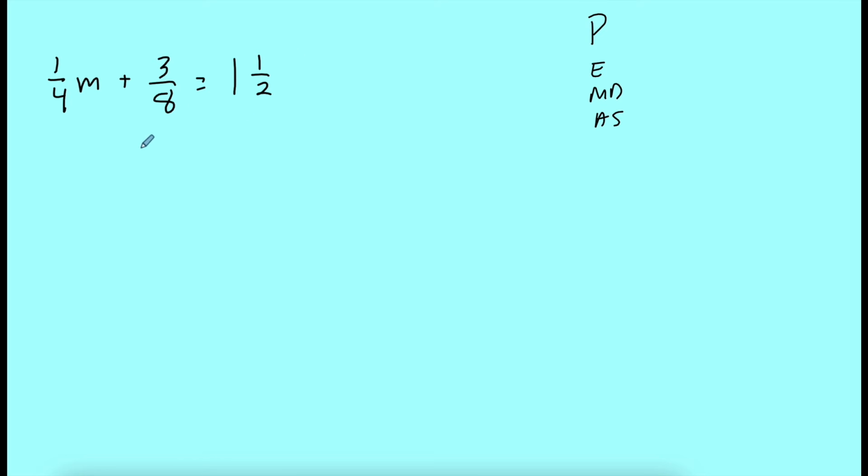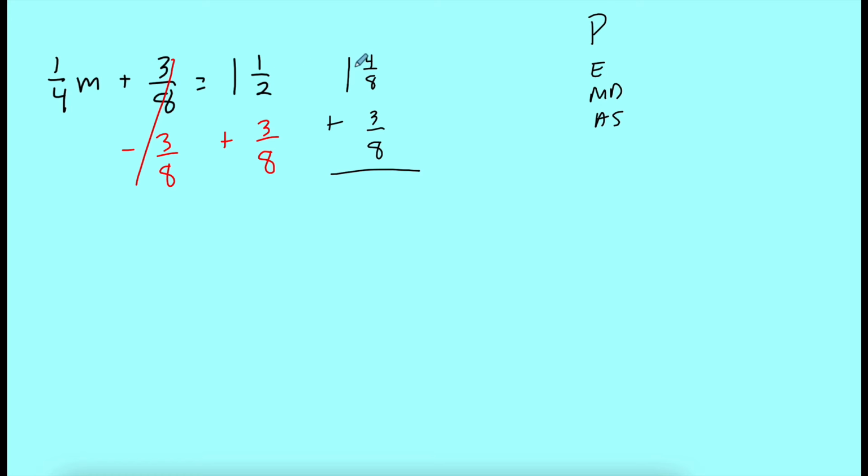The first thing I'm going to do is look for addition or subtraction. So I'm going to subtract 3/8 to get rid of this addition that's in the problem, and do the same thing to this side. Now when you add fractions, the one thing you have to have is common denominators. So I'm going to just rewrite this fraction problem as 1/2 plus 3/8. Now I have common denominators.